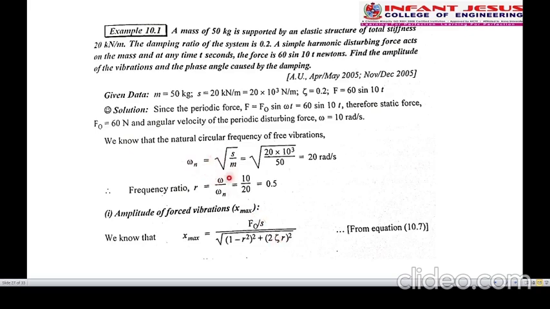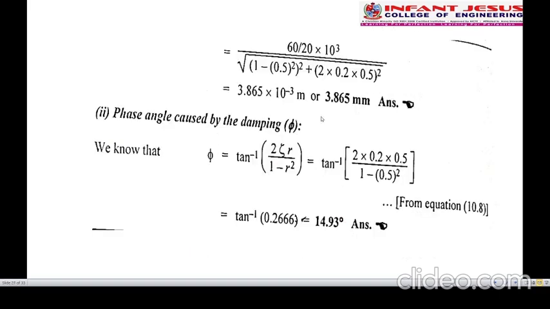So omega n is equal to root of S by m. S is given, mass is given. If it is kilo, we have to put 10 power 3, otherwise we can leave it. So r we have to calculate, then find the x max. Substitute all the values here and find the x max. So x max is 3.865 mm. Next, phase angle: phi is equal to tan inverse of 2 zeta r by 1 minus r square. All the values are given, so find the answer, 14.93 degree. This is a direct substitution of the formulas.